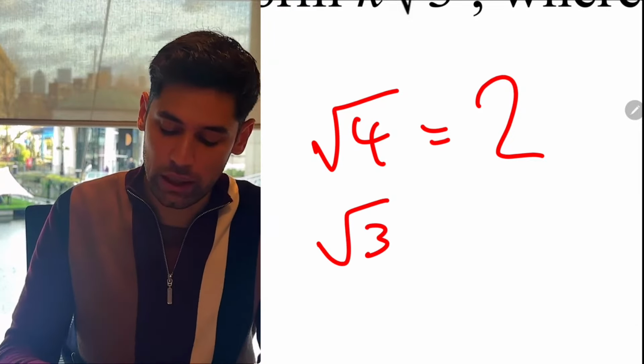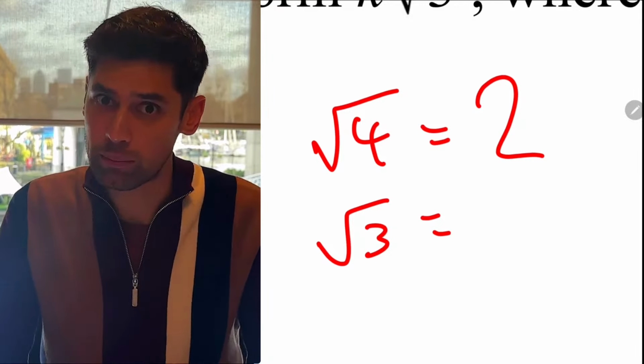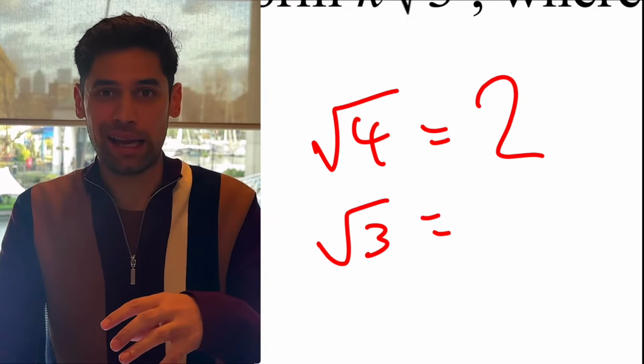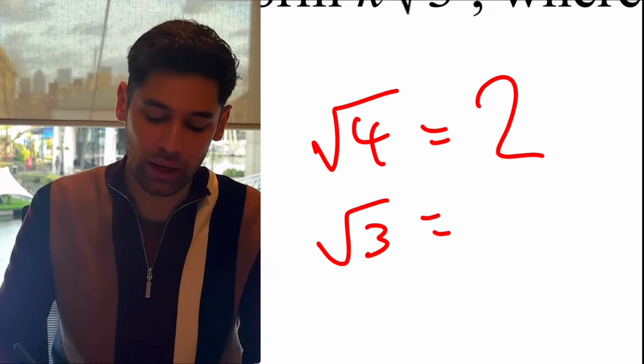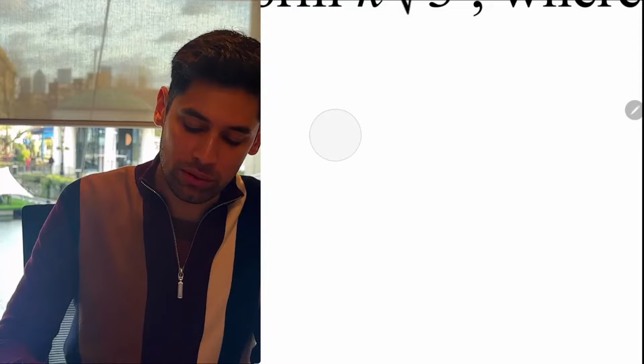But root 3, although if you type it into your calculator you will get a number, it will be a very horrible number, but that's why we keep it in SURD form. So this is a sort of solid SURD. It cannot be simplified any further. So on that note, let's get into some simplifying SURDS.